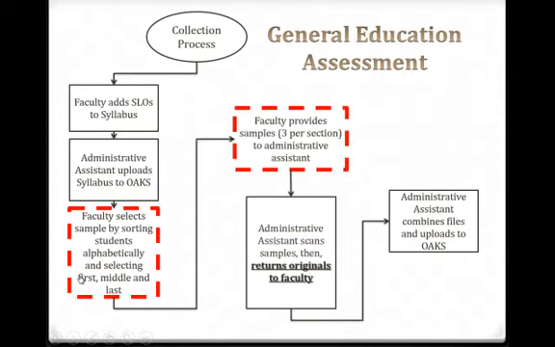Now, in this video, we will focus on how faculty select which students to sample in each of their sections, and how to submit the student artifacts to the administrative assistants. We always have to submit 3 student artifacts per section. Then the administrative assistants will scan the student artifacts, and if you submitted the originals, they will be returned to you. Finally, administrative assistants will compile all student artifacts for your department, and they will number them and upload them into OAKS.